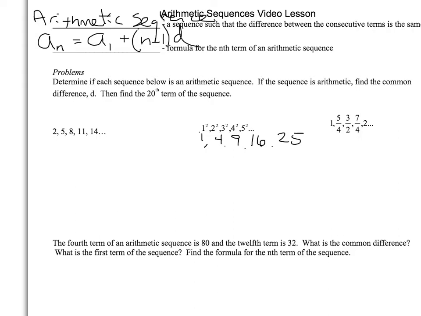What we are looking for is to see how we get from one term to the next. Well, from 1 to 4, we would add 3. From 4 to 9, you would add 5. From 9 to 16, you would add 7. Notice you are not adding the same thing to get from one term to the next, so this is not arithmetic. If it's not arithmetic, we don't need to keep going.